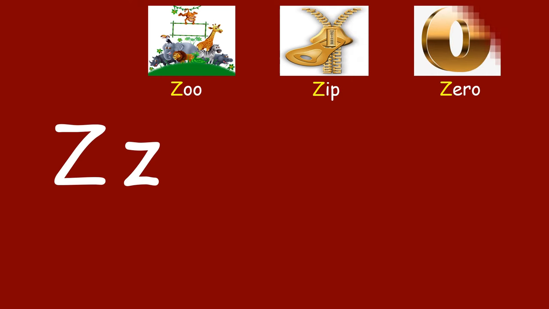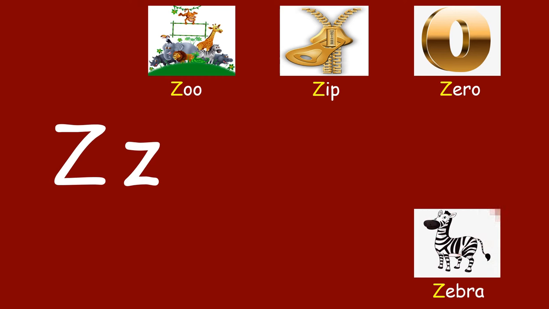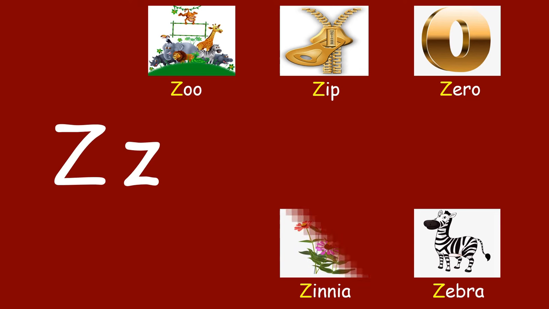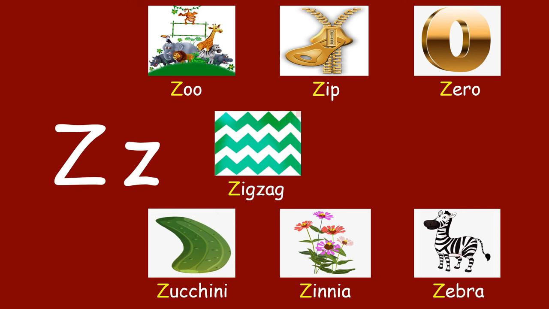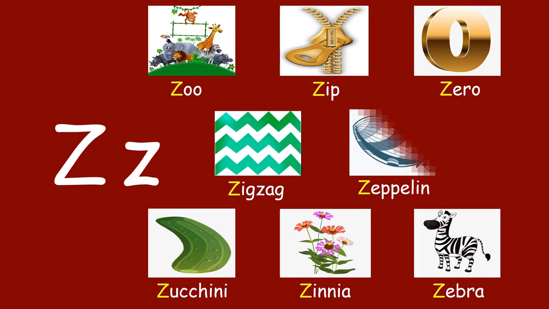The last letter of the alphabet is Z. Sound of this letter is Z. Zoo. Zip. Zero. Zebra. Zinnia. Zucchini. Zigzag. And Zeppelin. Ho ho! We have completed the full course.